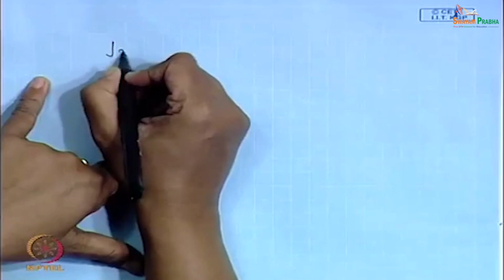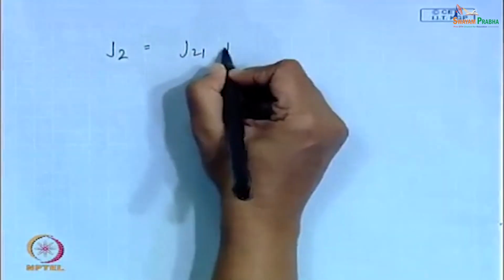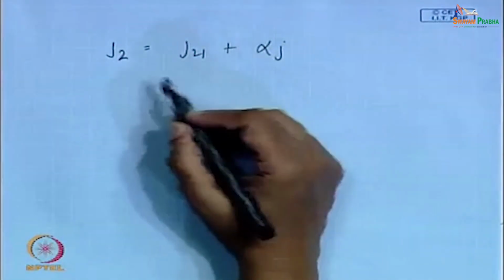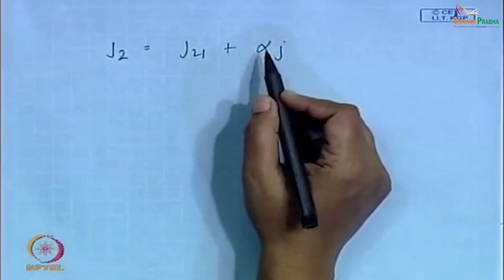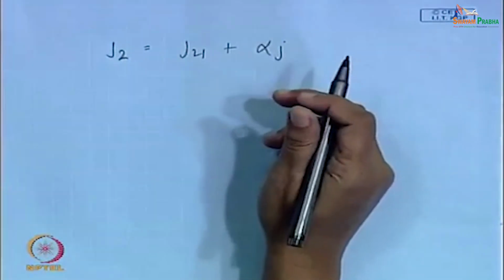And finally, we had derived the final expression of the drift flux model, which gives us J2 equal to J21 plus alpha j. This was the final expression we had derived, from which we had calculated alpha, and accordingly that alpha was substituted in the different expressions.